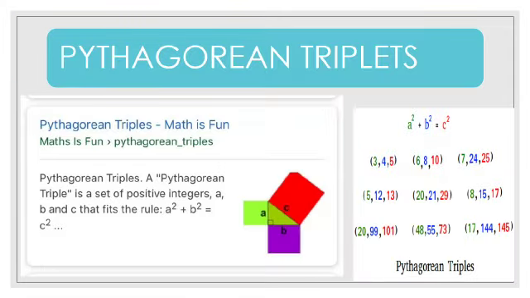Pythagoras triplets, or Pythagorean triplets. What is it? A Pythagorean triplet is a set of positive integers a, b and c that fits the rule a squared plus b squared equals c squared. Example, 3, 4, 5; 6, 8, 10; 7, 24, 25; 5, 12, 13; 20, 21, 29 and so on.